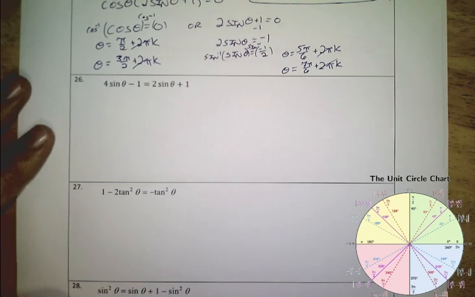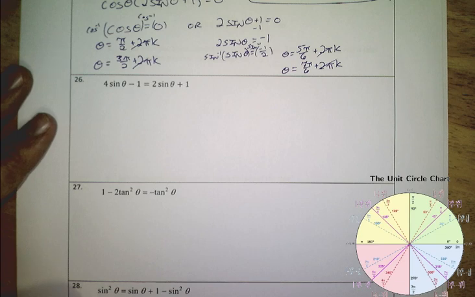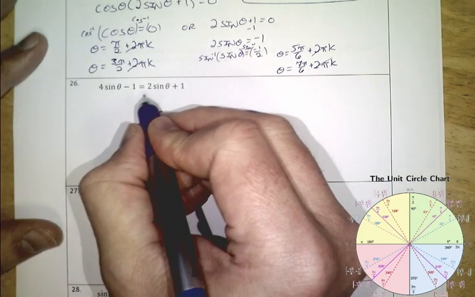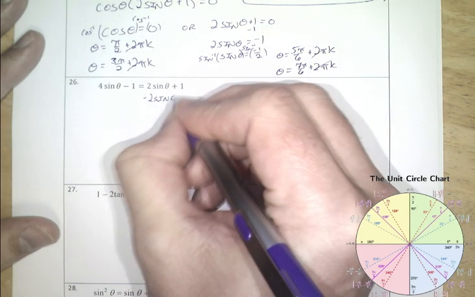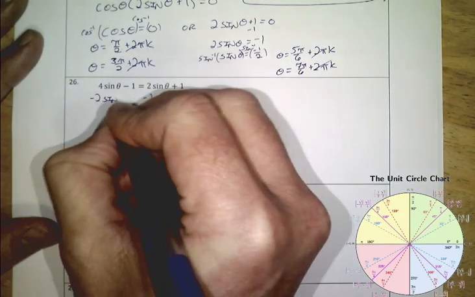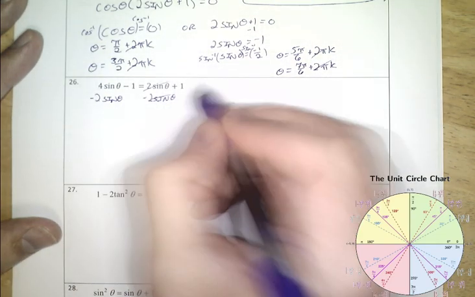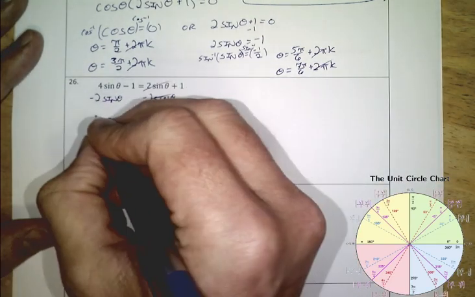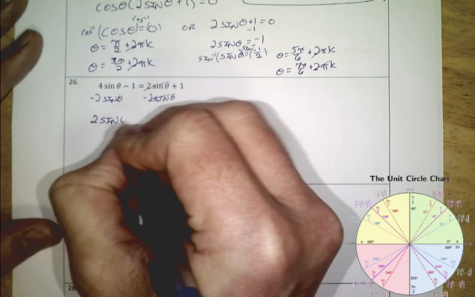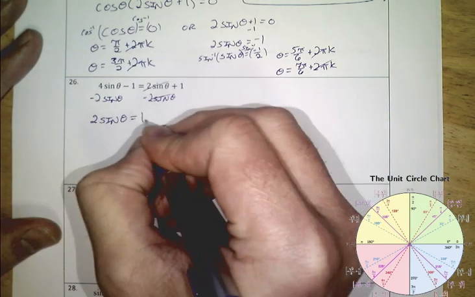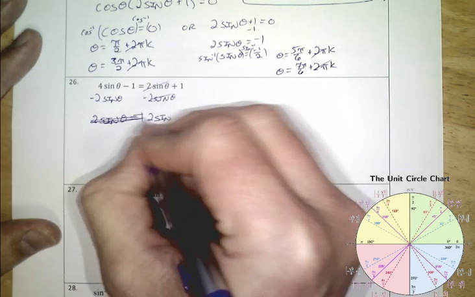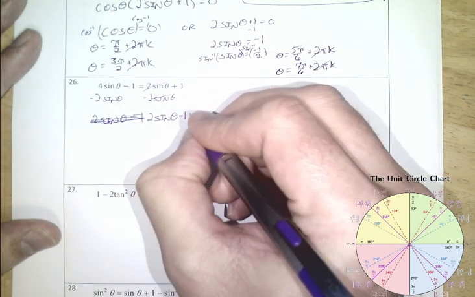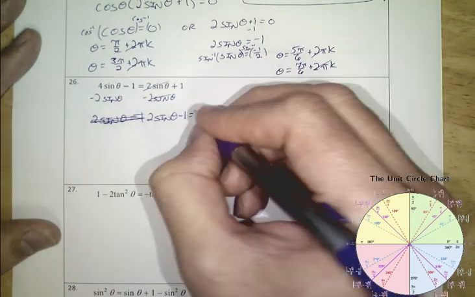So moving on to question number 26. We got 4 sine theta minus 1 equals 2 sine theta plus 1. So let's just move some stuff around here. Let's subtract 2 sine theta from both sides to cancel out that term. And 4 minus 2 is going to be a positive 2 sine theta, oh sorry, nope, didn't write that down right. 2 sine theta minus 1 is equal to positive 1.